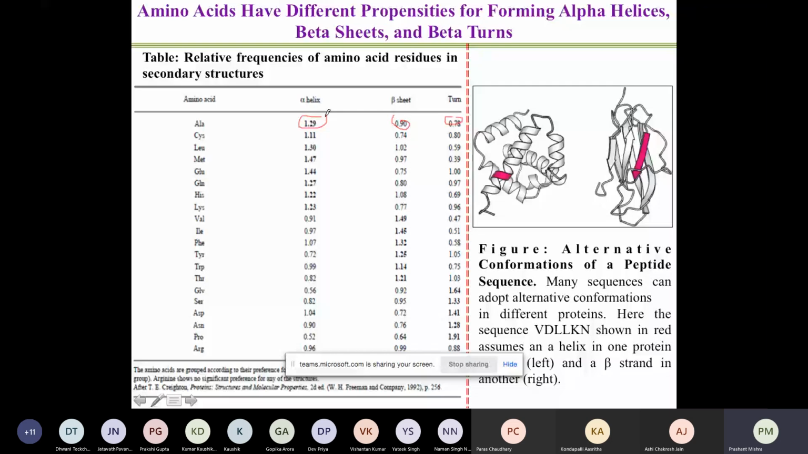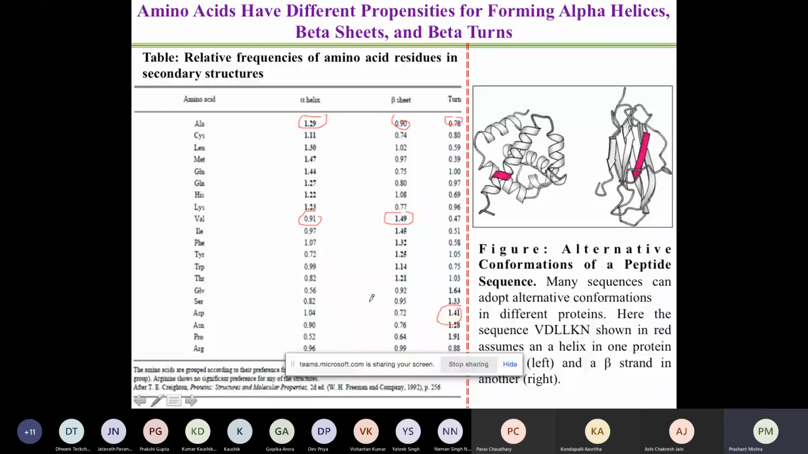So they should be present mostly in alpha helix. Now there are some amino acids, for example, this amino acid, which has more value for beta sheet than alpha helix. So these amino acids will be mostly present in beta sheet. There are some which may have higher value for turn, so they will most likely be present in the turn. So if I give you this table, you should be able to predict which amino acid should go in which type of structure. The value given here gives you the propensity of each amino acid to form a particular shape in the secondary structure.